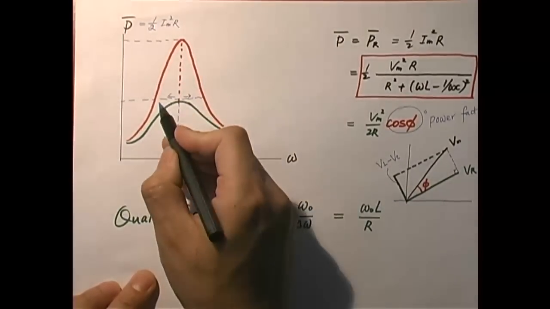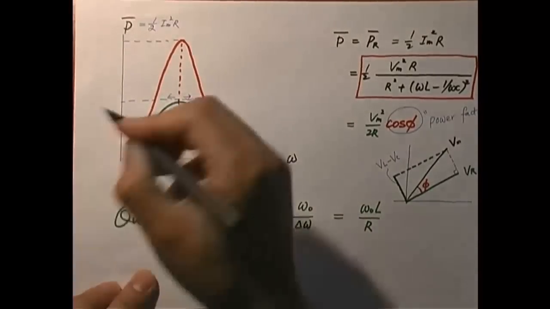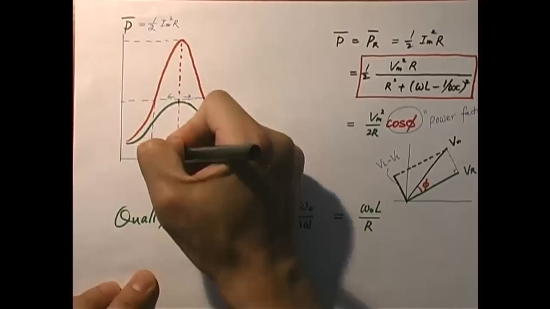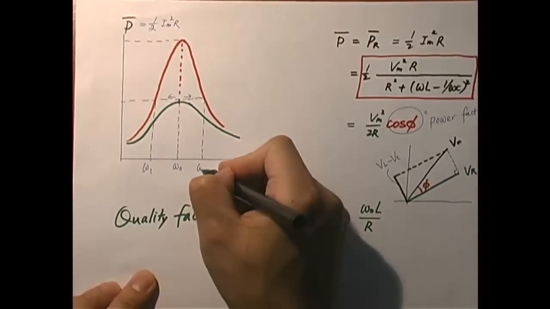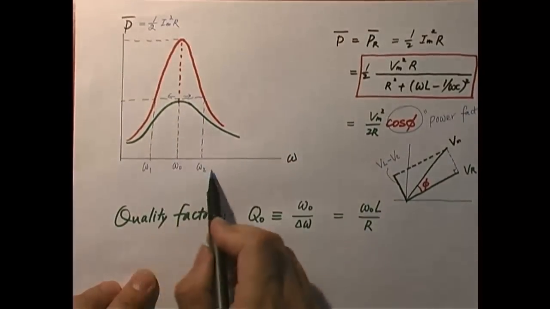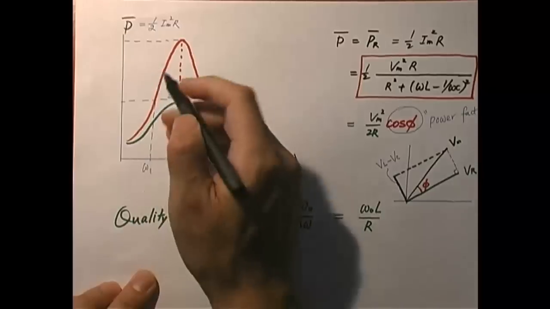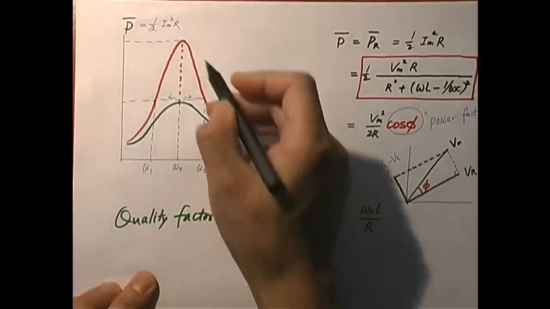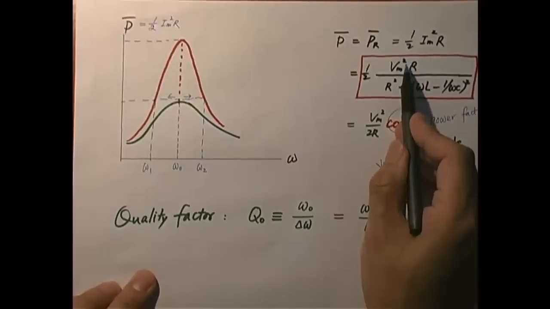Well, it turns out you have to go this way and that way. It's not entirely symmetrical, but you will be able to find two frequencies. Here's omega 1, here's omega 2, such that when omega equals either omega 1 or omega 2, the power consumed is this value, which is half of the maximum value, which equals V maximum over 2R.